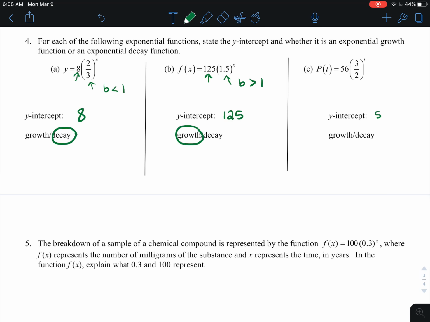And then the y-intercept in C is 56. And because 3/2, it is a fraction, but it's a fraction bigger than 1, that's going to show growth. And if you weren't sure with 3/2, you could turn that into a decimal, and that is also 1.5.